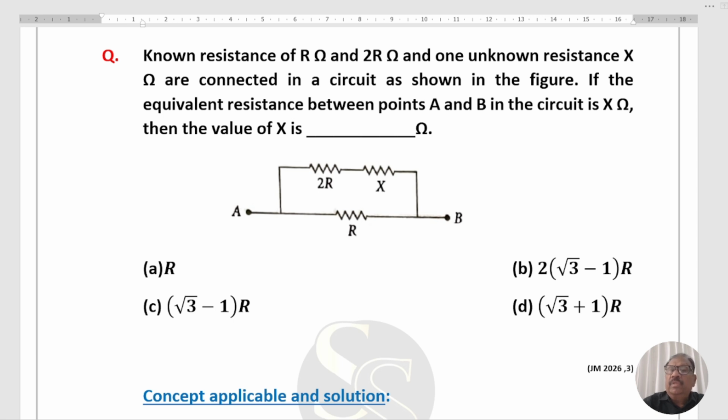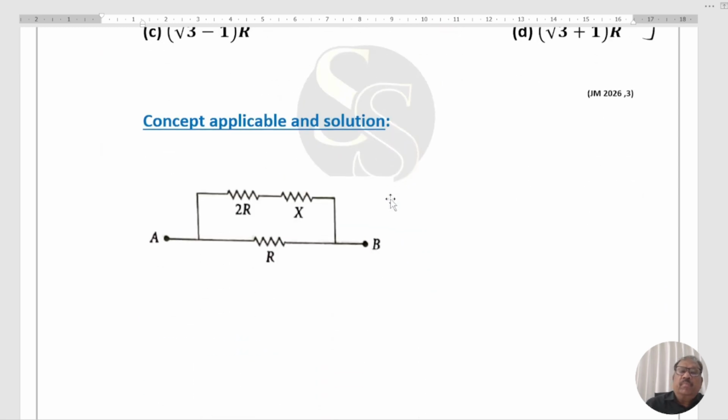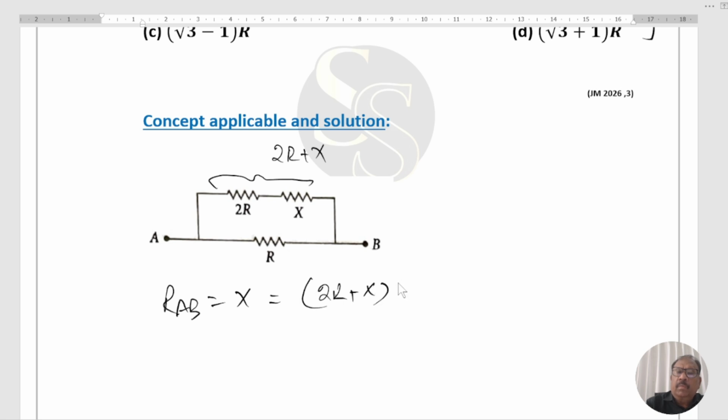If the equivalent resistance between the points A and B in the circuit is X ohm, then the value of X is, we have to fill in the blank. Out of 4 options available, one of the options is correct. Concept applicable in solution. R_AB is given as X. That is equal to a parallel combination of this. In this case, this is the series combination, 2R plus X, in parallel with R. This comes out to product upon sum: (2R plus X) into R upon (2R plus X plus R).